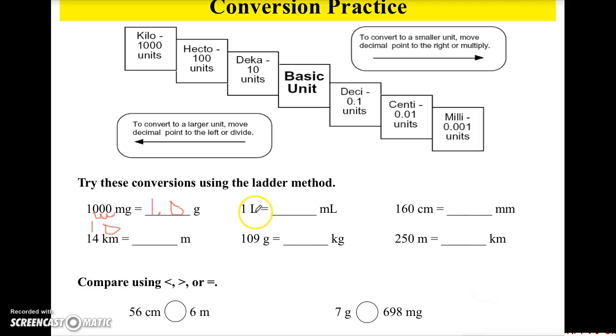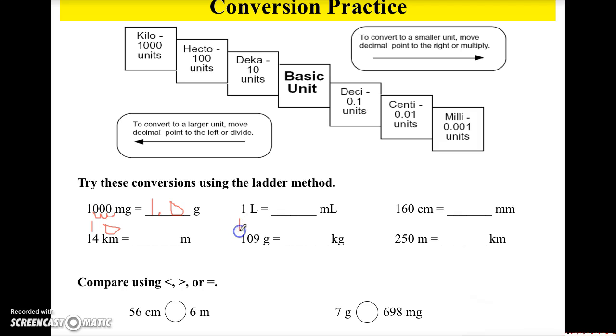Let's try this one right here. We're going to go from liters to milliliters. And again, if it's 1 letter, that means it's basic unit. So we're starting right here. And then we're going to look for the M. Where's the M? Oh, it's right there at milli. So we're going to go from basic to milli. And we're going to hop over 1, 2, 3 to the right. So we go from here to here, 3 to the right.